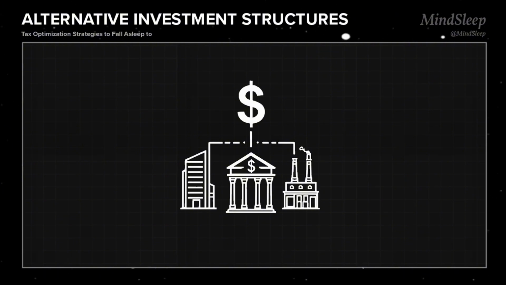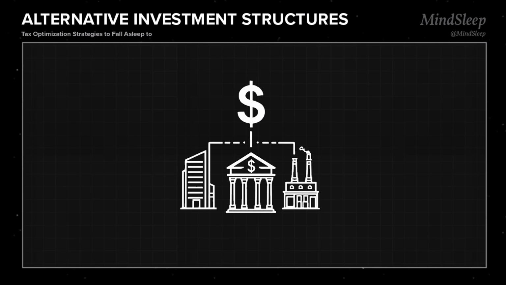One advanced strategy in this realm is the use of options and derivatives within alternative investment structures. For instance, a hedge fund might use complex options strategies to manage risk, while also creating specific tax outcomes. By carefully timing the exercise of options or the closing of derivative positions, it may be possible to control the timing and character of income recognition for tax purposes.